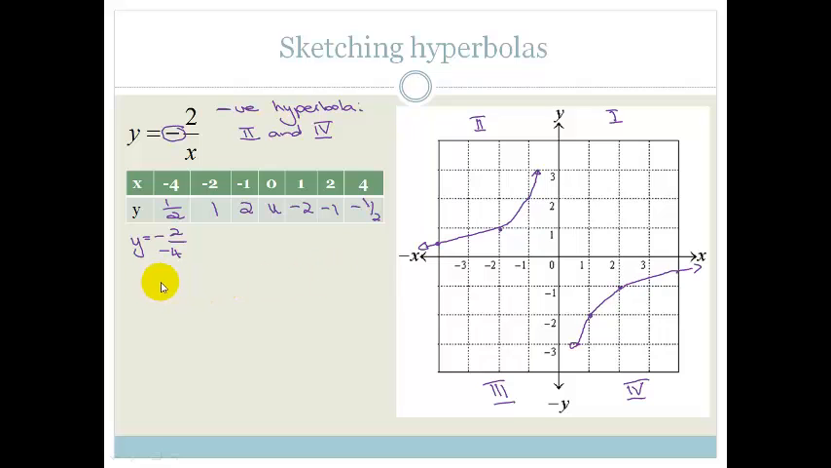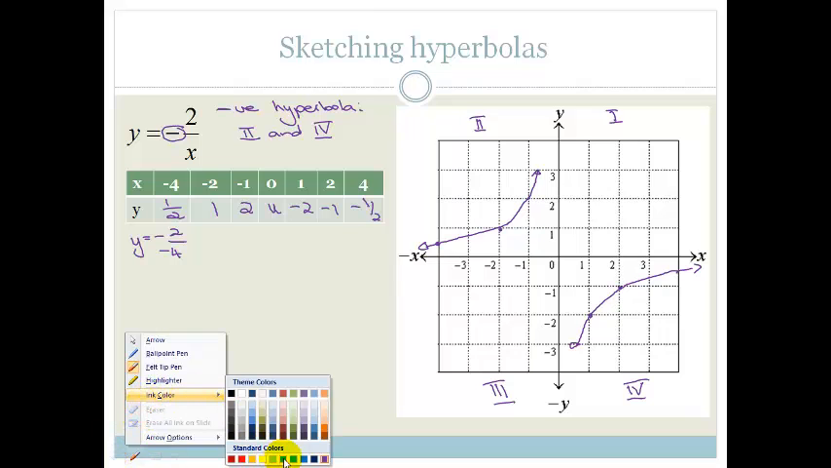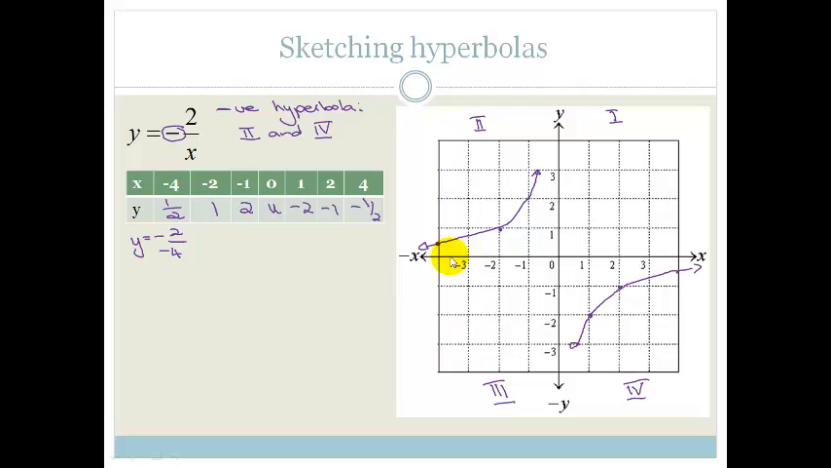Right, now let's talk again about the asymptotes. As you can see, again, we are not touching the x-axis and we are not touching the y-axis. So again, we've got asymptotes. There we go.